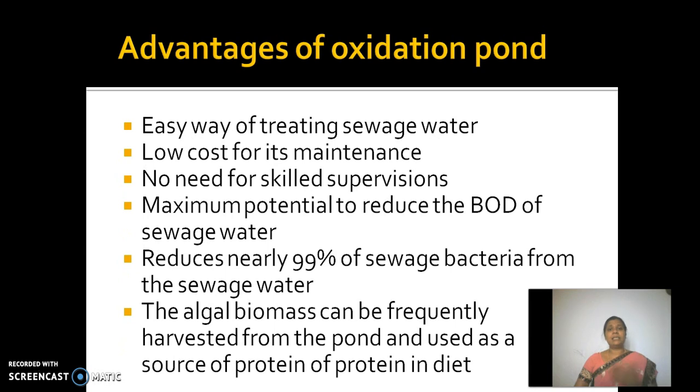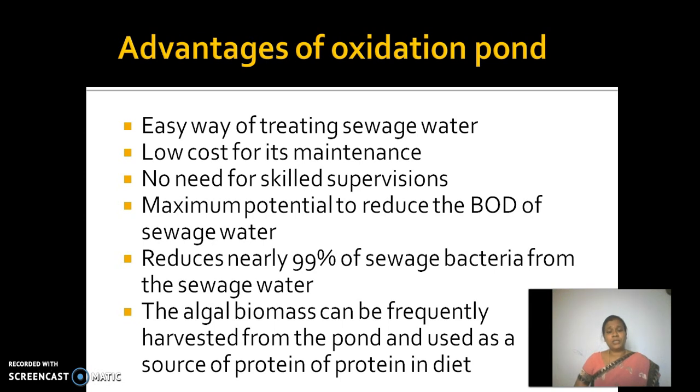Next, we will discuss the advantages of oxidation pond. As you have seen the methodology of oxidation pond, you can say that it is an easy method of treating sewage water, and it is a cost-effective method. That means low cost for its maintenance, and it doesn't need any skilled supervision, and it has maximum potential to reduce BOD of sewage water, and it reduces nearly 99% of the bacteria from the sewage water.